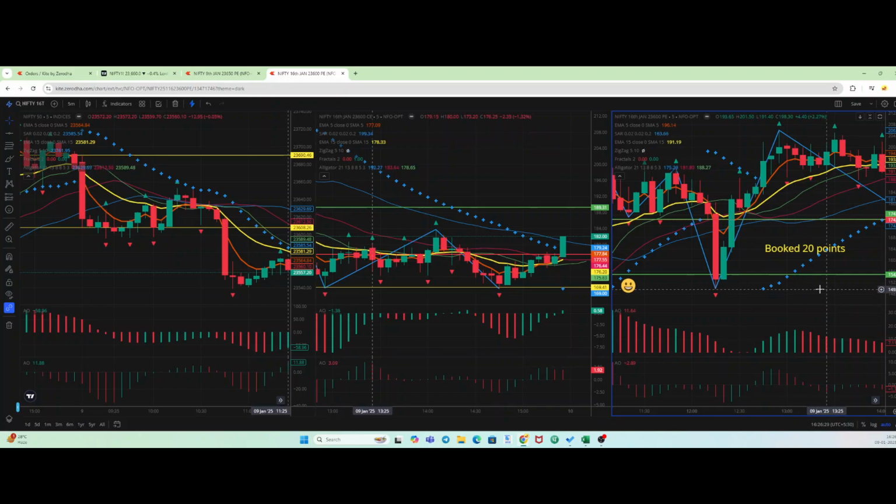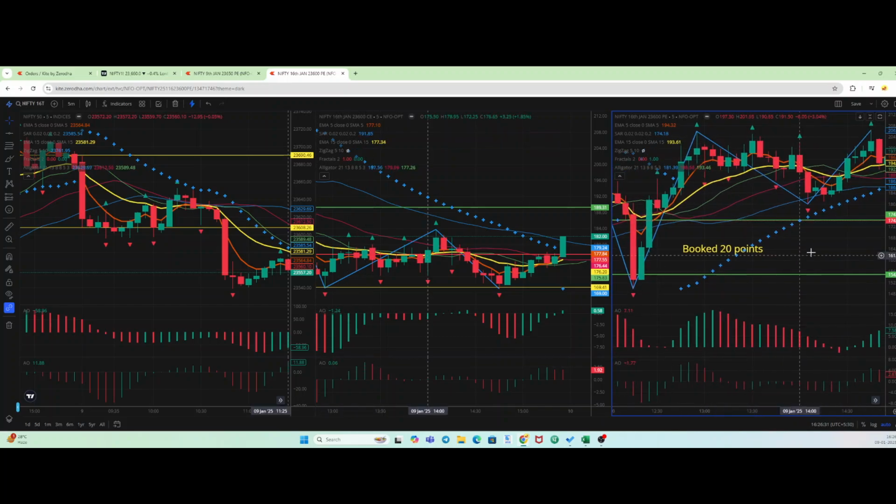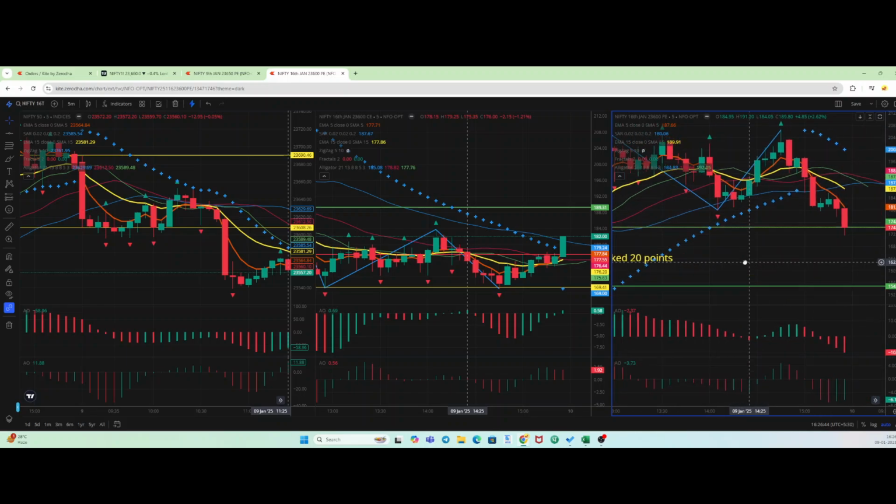Okay, so this is the thing we did today. Further there is no entry. Here also there is no entry. Here there is a small chance, but the PSAR and alligators are not supporting.